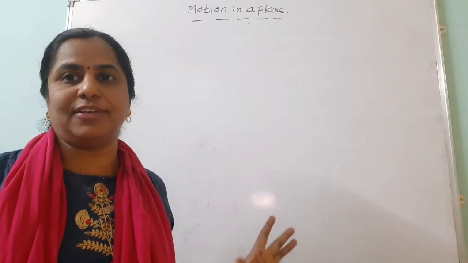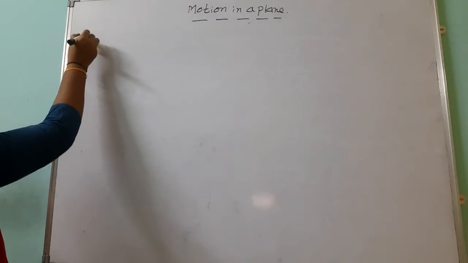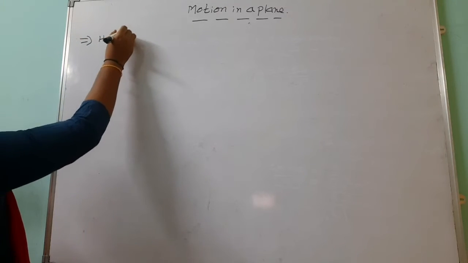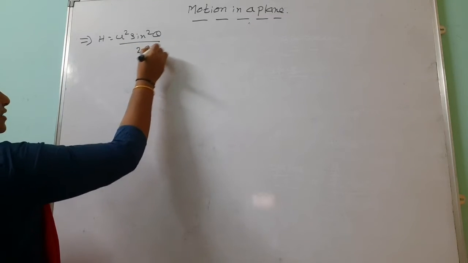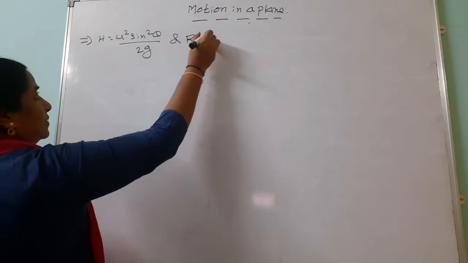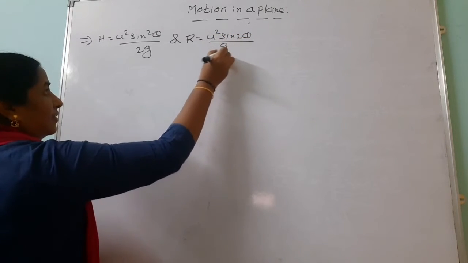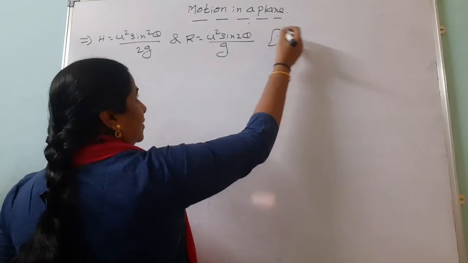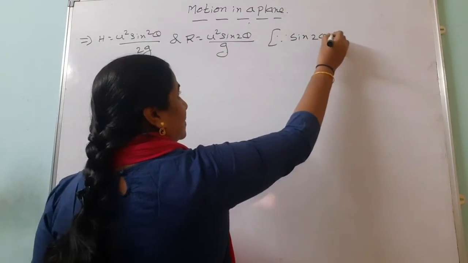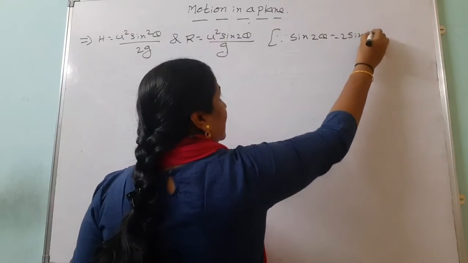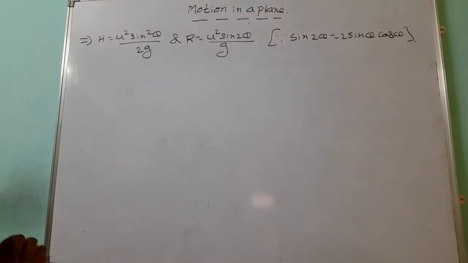A very important question for final exams from the same chapter: derive the expressions for maximum height, u square sin square theta by 2g, and the range formula, r equals u square sin 2 theta by g. First of all, we have to remember the sin 2 theta formula. Sin 2 theta equals 2 sin theta cos theta. How to derive this?